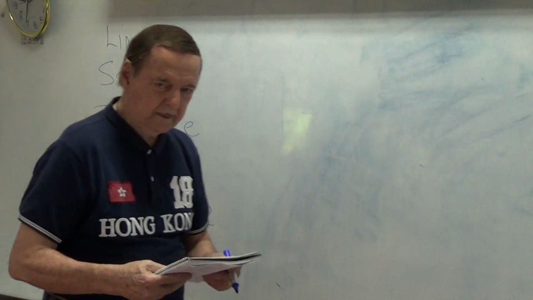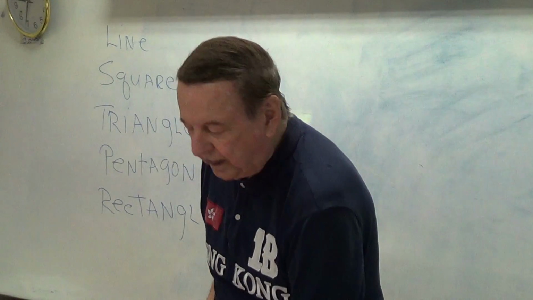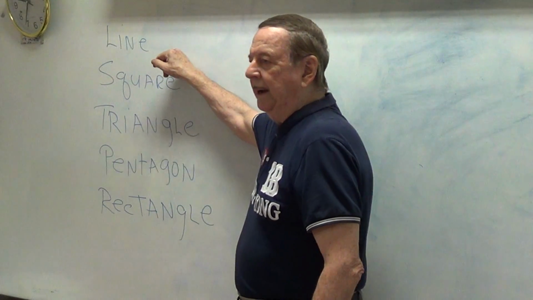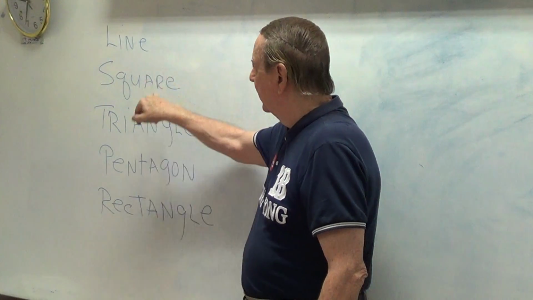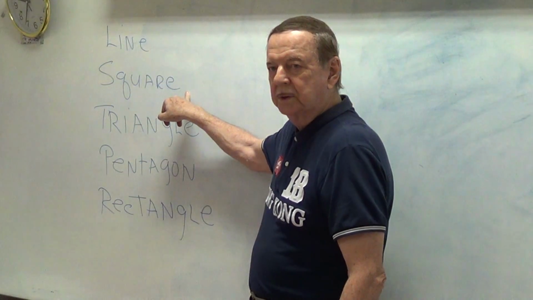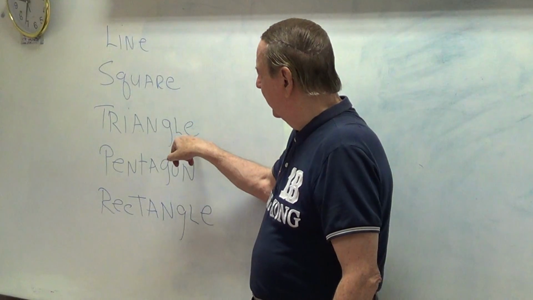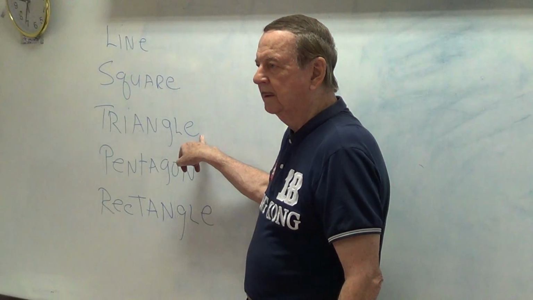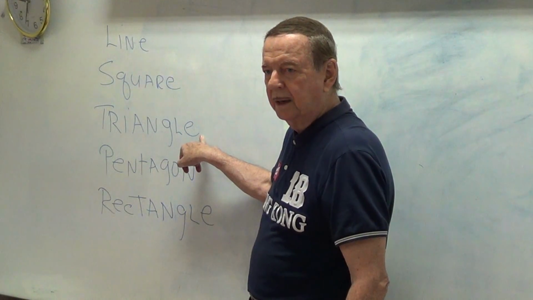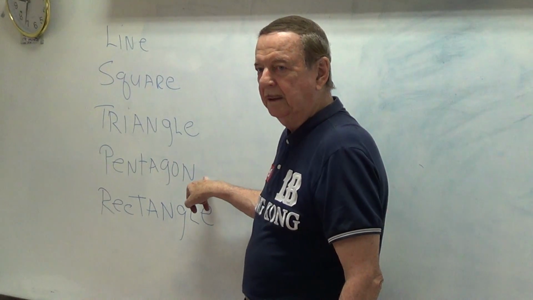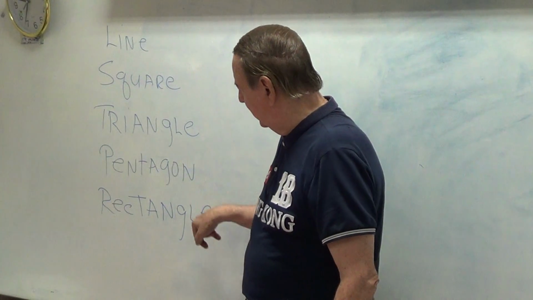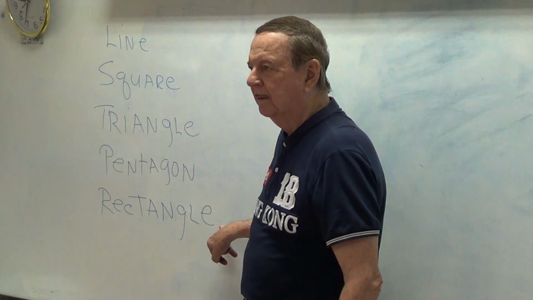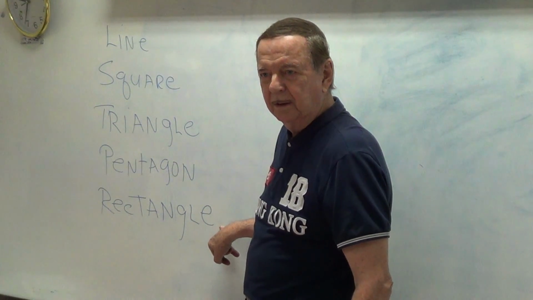Okay, here's some shapes and forms. Line. Square. Triangle. Pentagon. Rectangle.